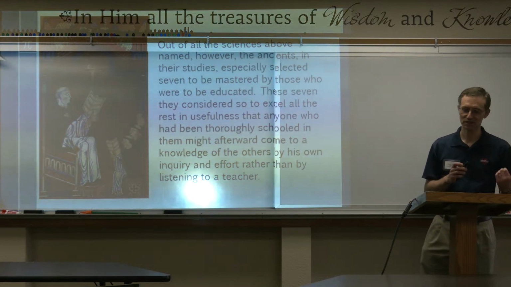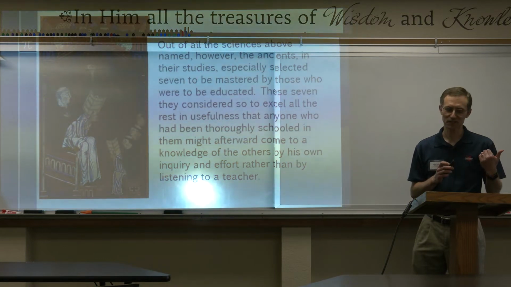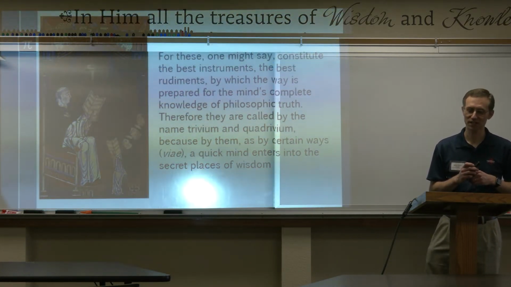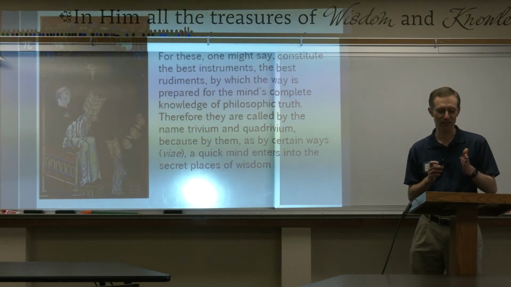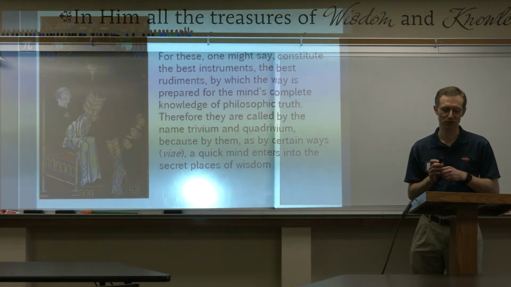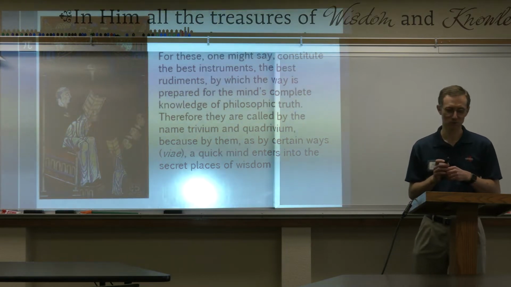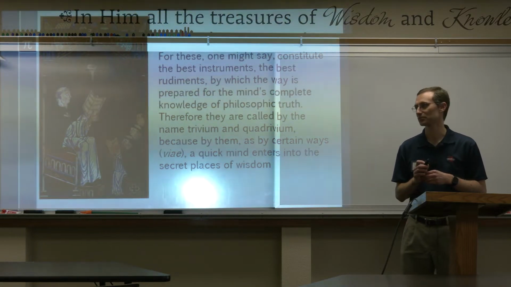The ancients in their studies especially selected 7 to be mastered by those who were to be educated. These 7 they considered so to excel all the rest in usefulness, that anyone who had been thoroughly schooled in them might afterward come to a knowledge of the others by his own inquiry and effort, rather than by listening to a teacher. For these, one might say, constitute the best instruments, the best rudiments, by which the way is prepared for the mind's complete knowledge of philosophic truth. Therefore they are called by the name Trivium and Quadrivium, because by them, as by certain ways, the Latin there is via, a quick mind enters into the secret places of wisdom.